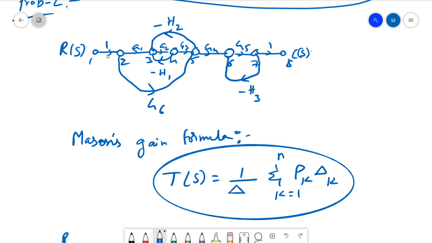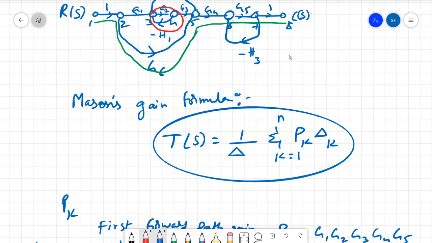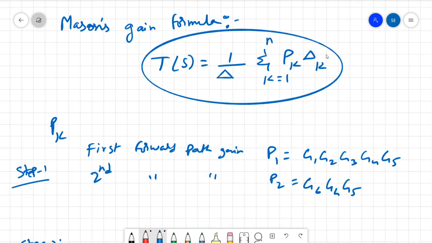That is, this is the forward path. I will just take it here. See, observe the forward path here. This is the forward path. But if you observe this loop, it is not touching this forward path, right? So we can consider that path here. Del K we can calculate from here.